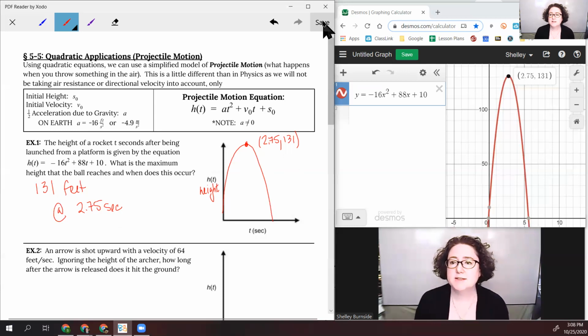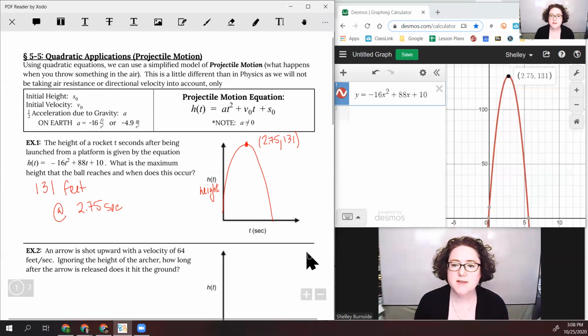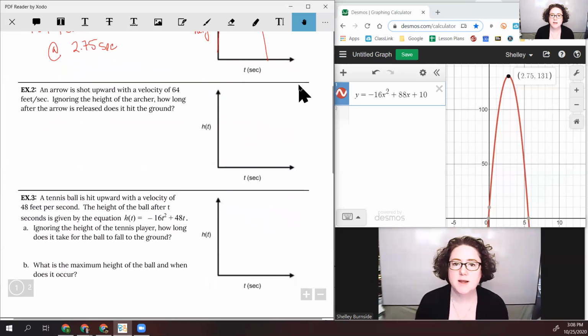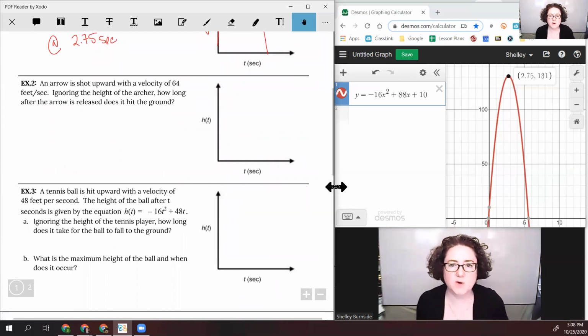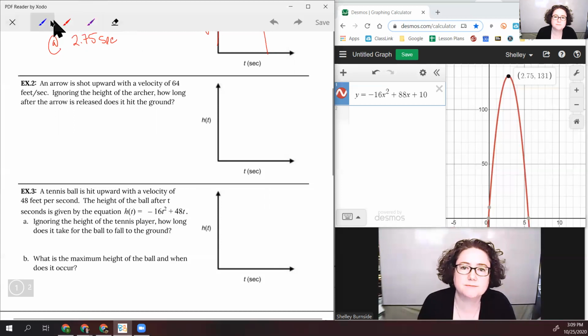Alrighty, let's look at our second example. So example number 2, an arrow is shot upward with a velocity of 64 feet per second squared. Ignoring the height of the archer, how long after the arrow is released does it hit the ground? So first we need to actually write our equation.